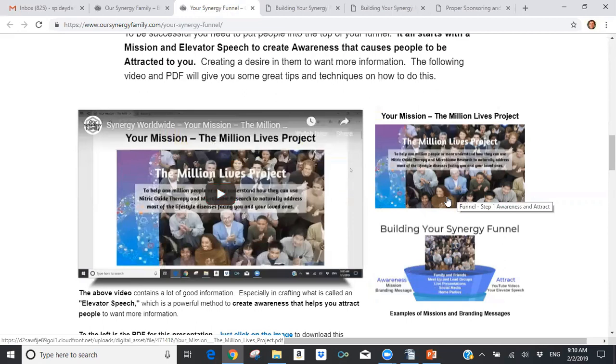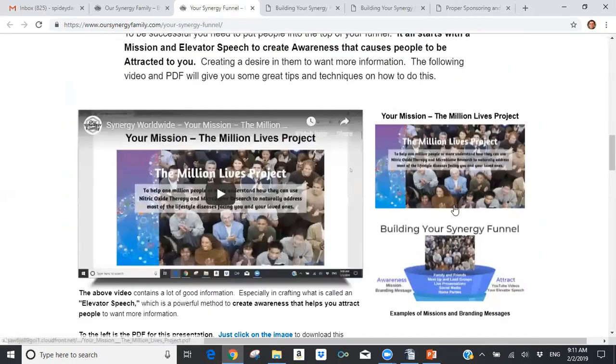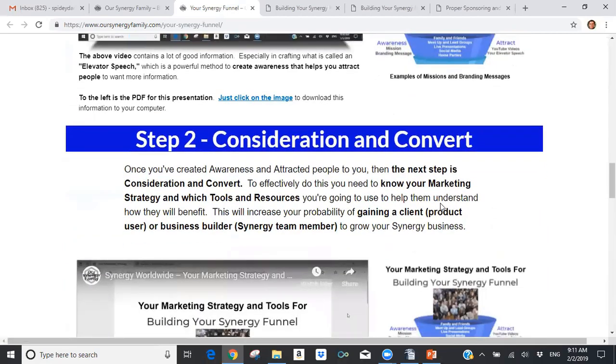So, a powerful elevator speech with a question to engage that person in conversation. And again, you've got the resources here. It's now your responsibility to use these resources, to learn from them, to implement them, so that as you create awareness and interest, you can lead them to consideration and convert.